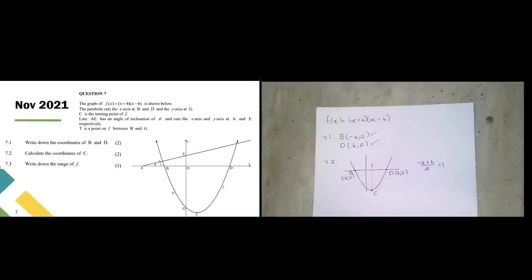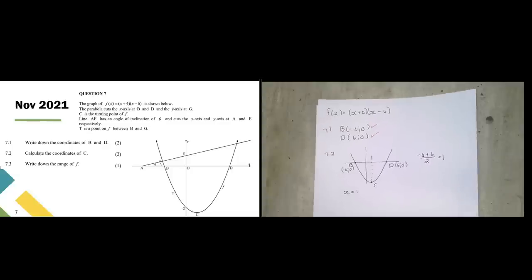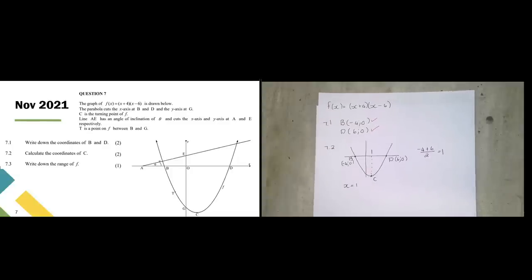So I know the x value is 1. X is equal to 1. The question said, calculate the coordinate, so I need the y value as well. How can I determine the y? If I know x is 1, I can substitute it into my formula. Y equals (1 plus 4) in a bracket times (1 minus 6), and y works out to be negative 25. So that means C is the coordinate (1, -25).